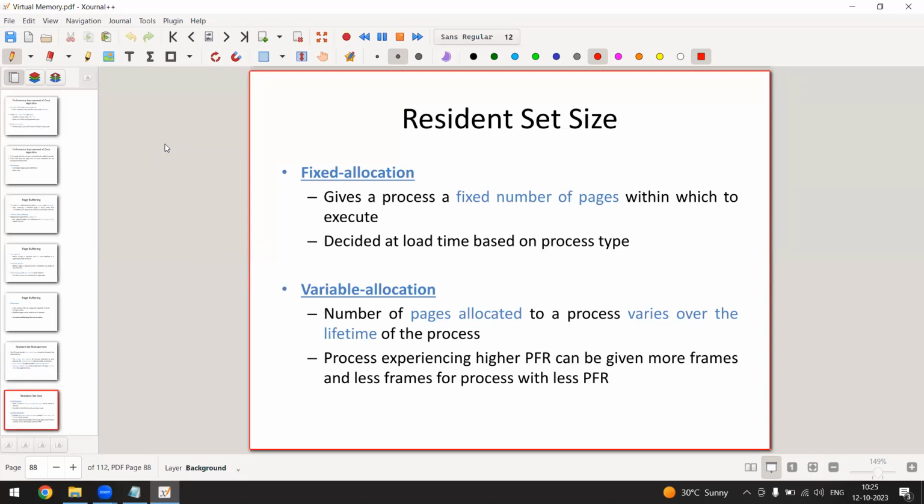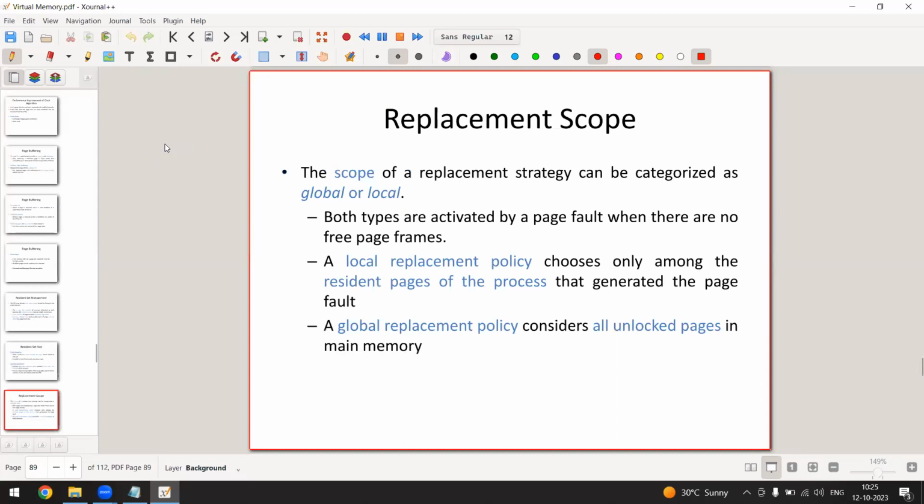The second type of allocation is called variable allocation. In variable allocation, the number of pages allocated to a process varies over time. It means that you give some flexibility. You tell the process that right now you load 10 pages, then if required you can load 12 pages, if required you can load 15 pages, according to your requirement and according to other parameters such as page fault rate. So these two policies are there.